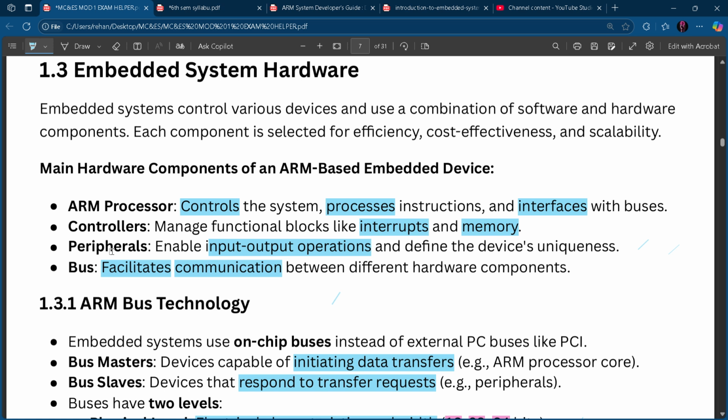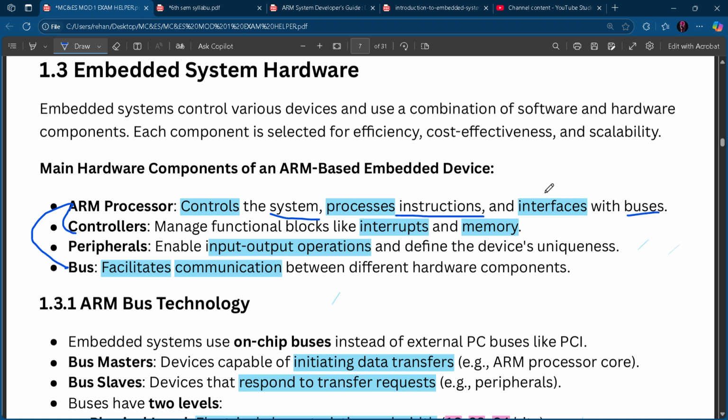So, the main hardware components of an ARM based embedded device: ARM processor, controllers, peripherals, and bus. What does the ARM processor do? It controls the system, processes the instructions, and interfaces with the bus. This should be easy for you to understand or remember whenever you look at the PDF.